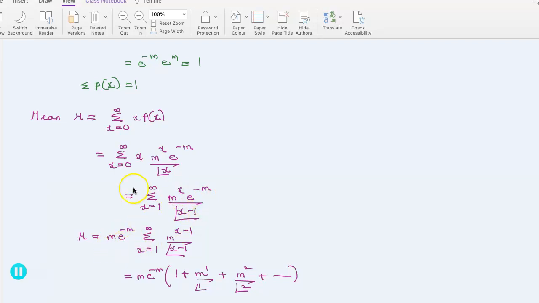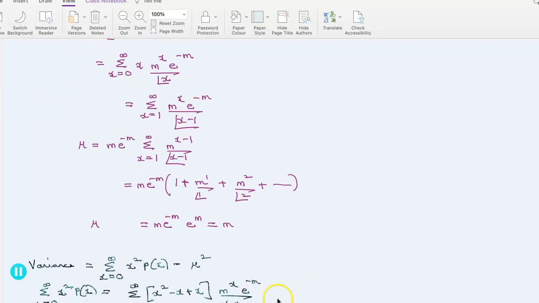So your mu is m e raised to minus m, summation x equal to 1 to infinity, m raised to x minus 1 by x minus 1 factorial. I am taking out m and e raised to minus m. When you expand this, what do you get? When x equal to 1, you get 1, plus when x equal to 2, m by 1 factorial, plus m squared by 2 factorial, and so on. So this is m e raised to minus m into e raised to m, which is m.